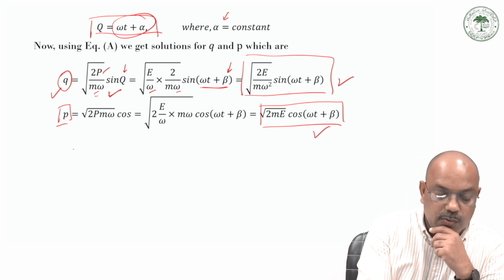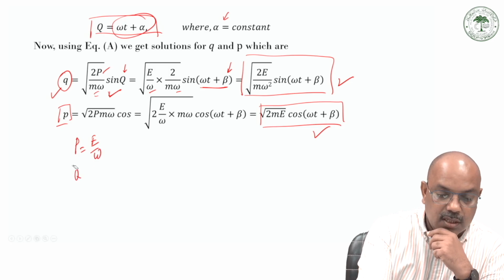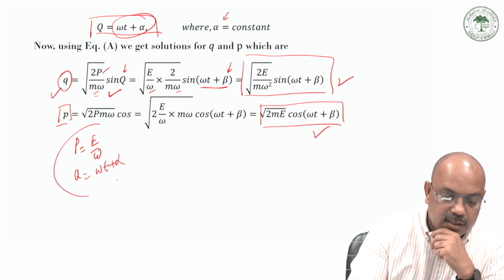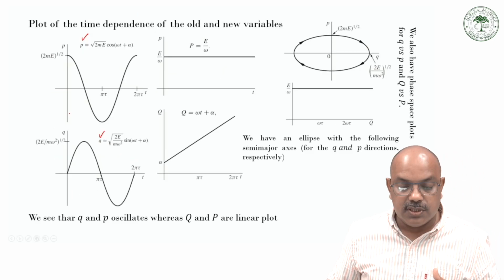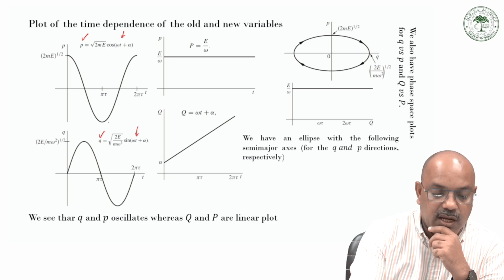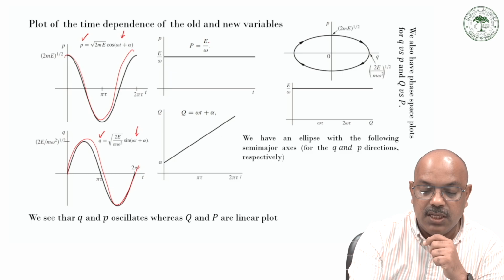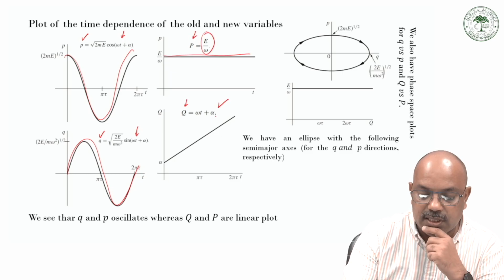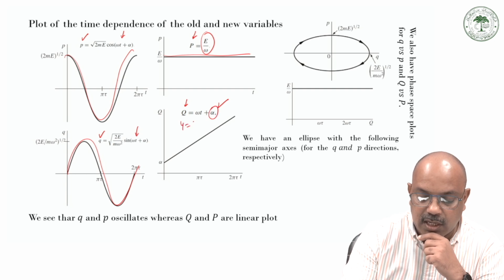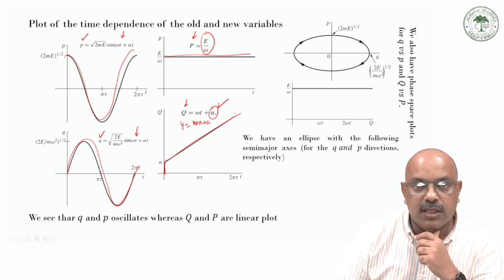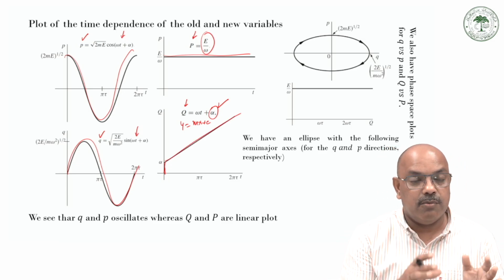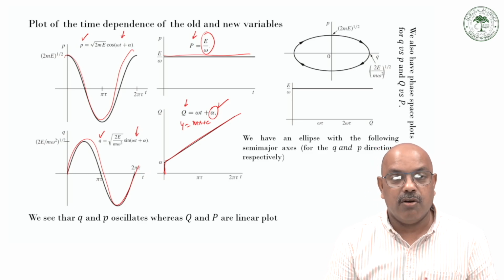The new P is E by omega, and the new Q is omega t plus alpha. This you know, and the old ones are these things. You see that these have cos and sine, so these are going to be oscillatory terms. But in the new coordinate system, capital P is E by omega, which is a constant, and capital Q is linear, so this is going to be a straight line of the y equal to mx plus c type. This is the difference when you transform from the old coordinates to the new coordinates in configuration space.